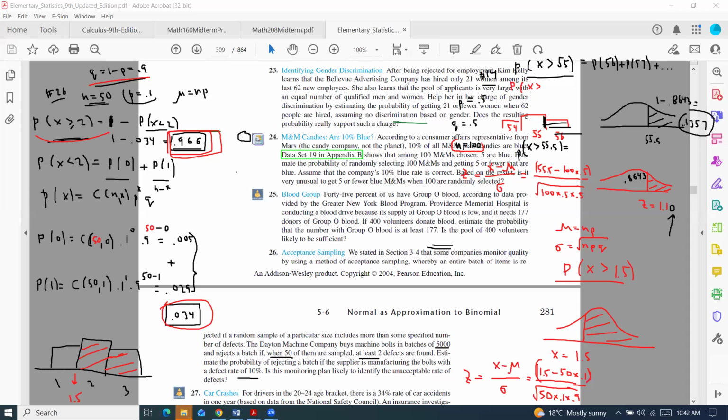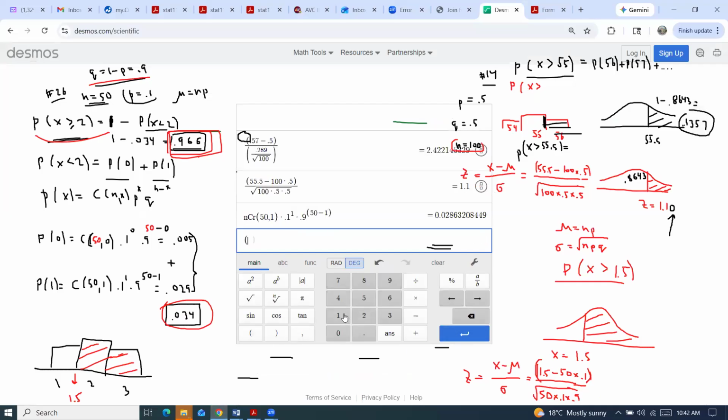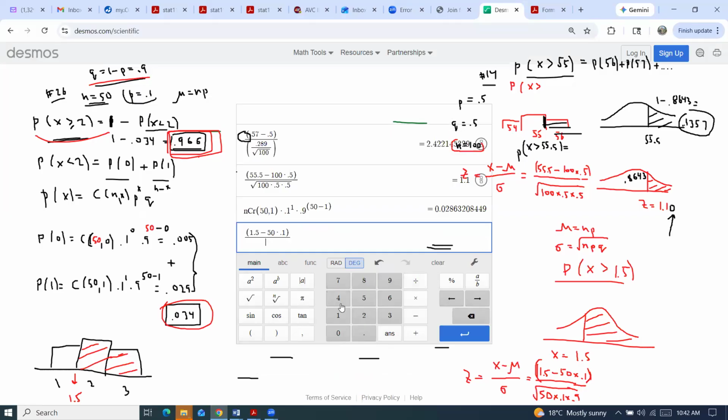So I need a calculator. Let's get a calculator and get the z-score. Okay, so 1.5, I subtract 50, times 0.1 in the parentheses, and then divide by the square root. Okay, so just a little bit more time left. I know you're probably already getting tired of all that, but just to finish with all this comparison process.